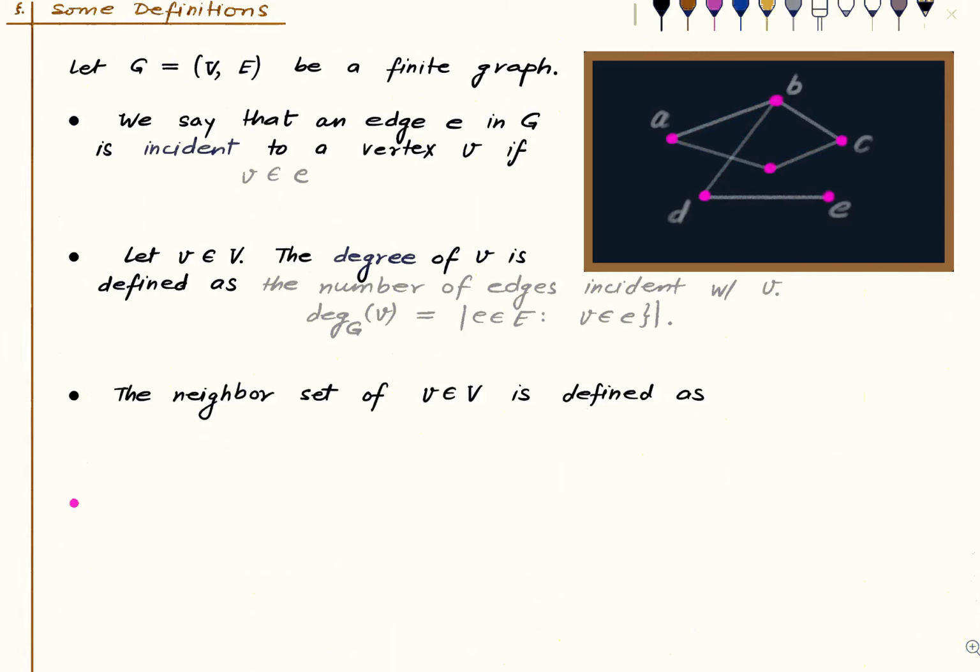So the neighbor set of a vertex v is defined as N(v), and you emphasize the graph if you like, with v in brackets or not. This is defined as the set of all those vertices such that this is an edge.